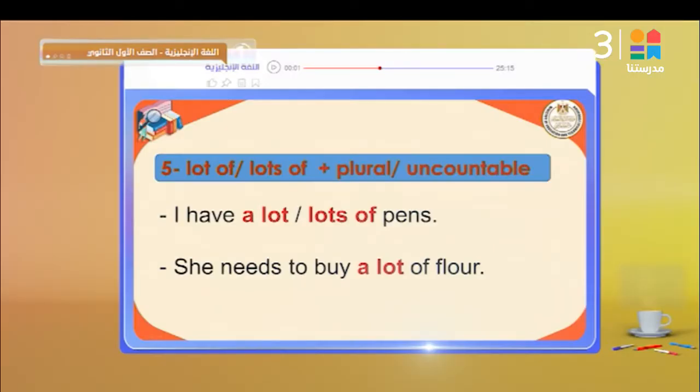What about the words a lot of or lots of? These are used with both countable and uncountable nouns. They're used with plural or uncountable nouns. So I can say I have a lot of pens, I have lots of pens, or I have to buy a lot of flour. You see, the word pens is countable, we can say lots of pens, and the word flour is uncountable, we can say a lot of flour. So we can use lots of or a lot of with plural and uncountable nouns.